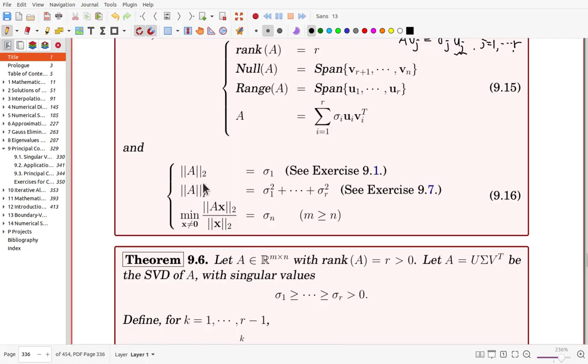Now, if we try to measure the 2 norm, then that is the same as the first singular value. That will be a good exercise for you, and I gave you a hint so that you can prove that. And exercise 9.7 is asking you to prove this one for the Frobenius norm. Also, it will be good mathematics. Now, if you are trying to get the minimum of this quotient, then that is the same as sigma n. Once r is strictly less than n, then that must be 0.